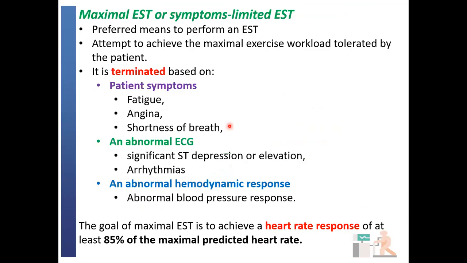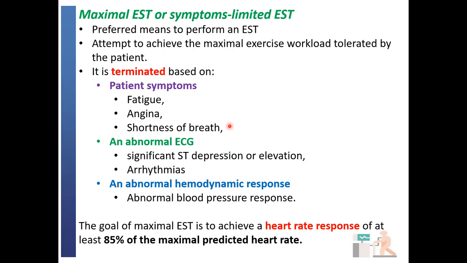So let's talk about the protocols. You need to set up termination criteria before you proceed with the test. One, there's the maximal exercise stress test, or symptom-limited exercise stress test. This is the preferred means to perform an exercise stress test. It is an attempt to achieve the maximal exercise workload that is tolerated by the patient. Termination here is based on patient symptoms, whether the patient has exercised to the point of extreme fatigue, is tired and tells you he wants to stop. At that point you need to stop.